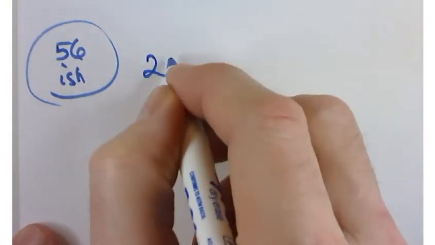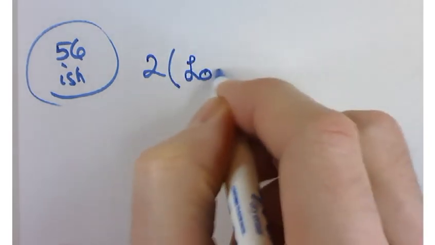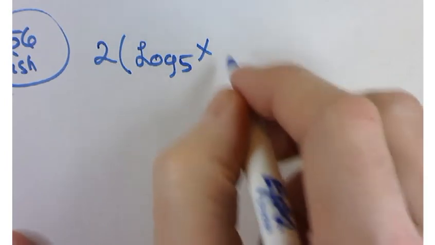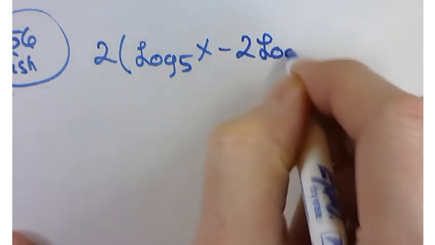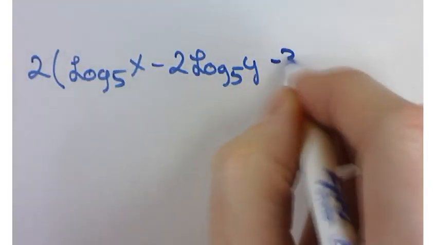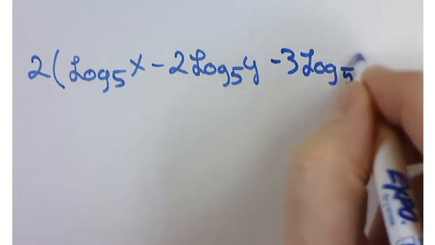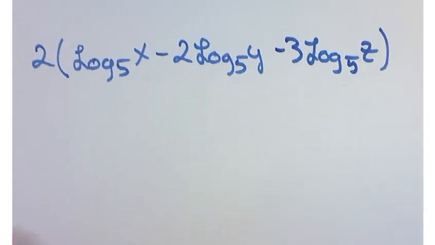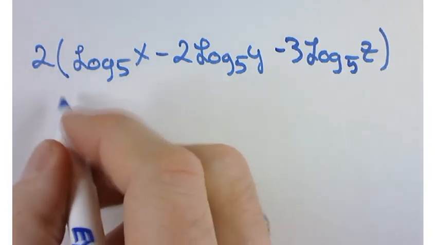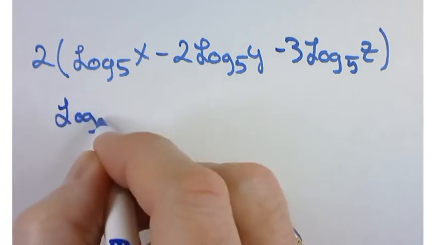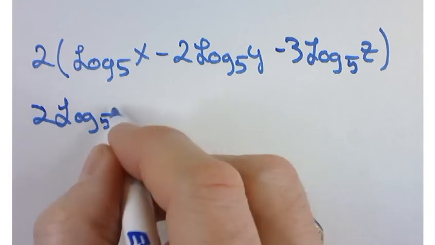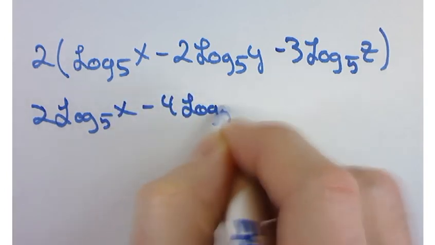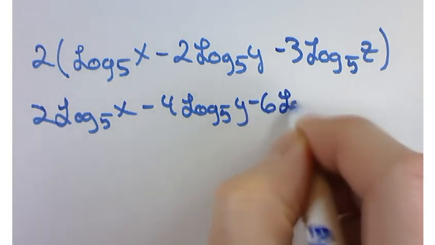So it's going to be 2 times log base 5 of x minus 2 times log base 5 of y minus 3 times log base 5 of z. So again, we want to bring this all together into one term. Now, I'm going to do this a little bit differently than some of my colleagues might, but I think it's going to be more efficient for you. I think it's going to get you to the right answer faster. I'm going to start by distributing the 2 to all 3 parts of this. So 2 log base 5 of x minus 4 log base 5 of y minus 6 log base 5 of z.